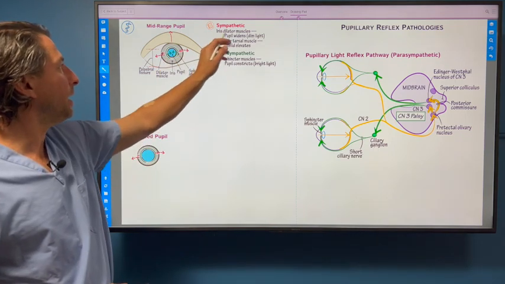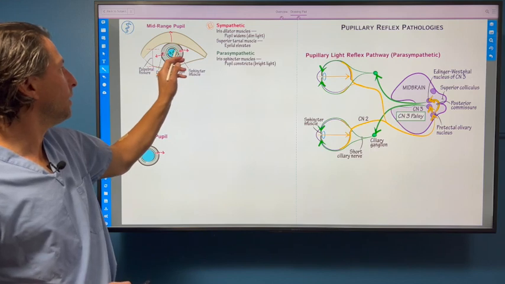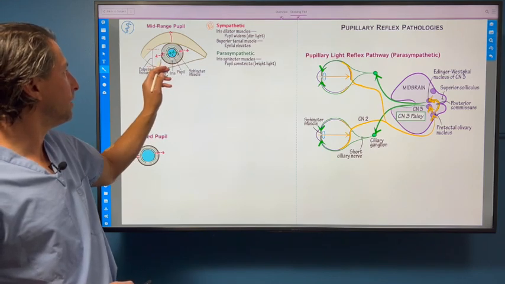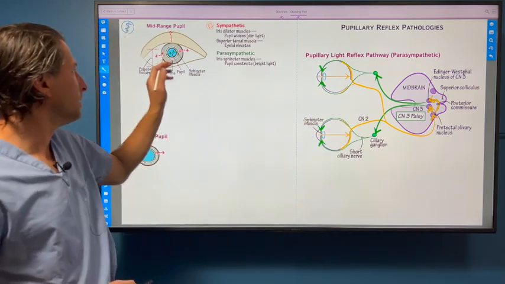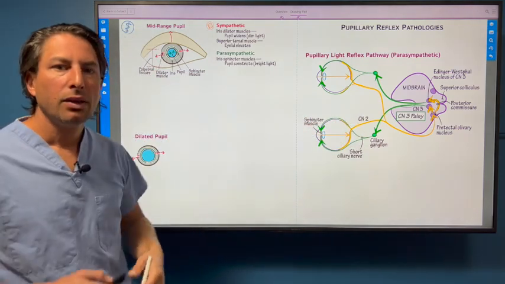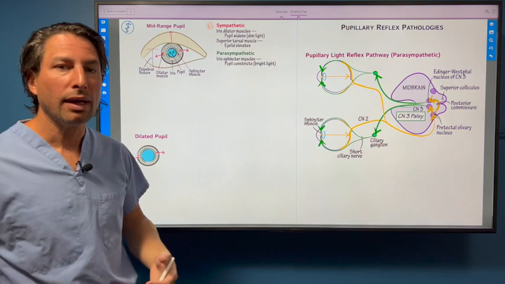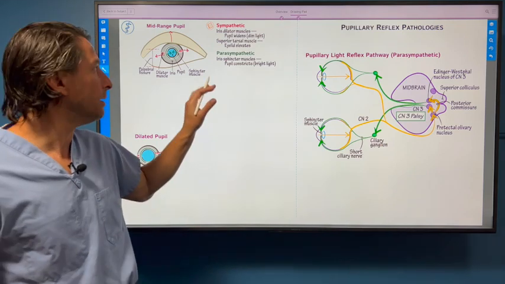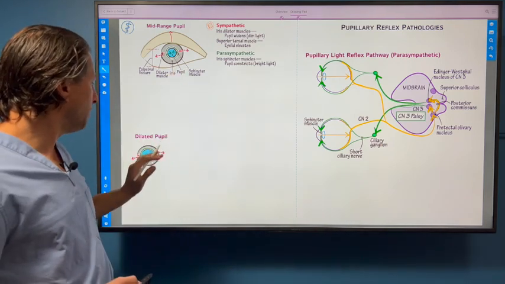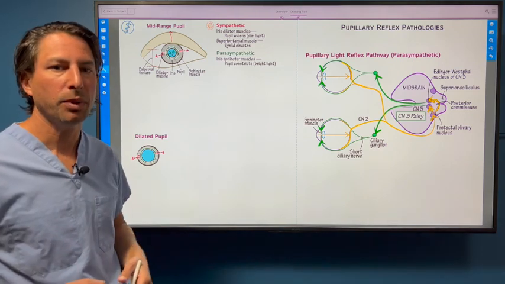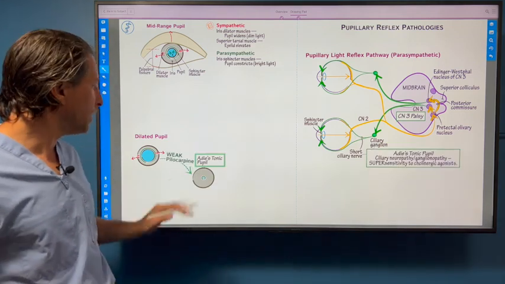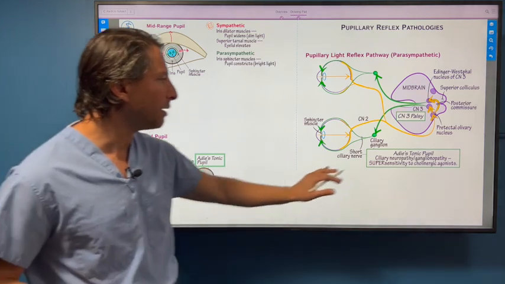So the sympathetic innervation here causes dilatation, whereas the parasympathetic innervation coming from cranial nerve 3 causes constriction. So how do we further localize where this pupillary dilation is coming from? How do we find the failure of pupillary constriction? Well, the first thing we can look for is what's called an Adie's tonic pupil.